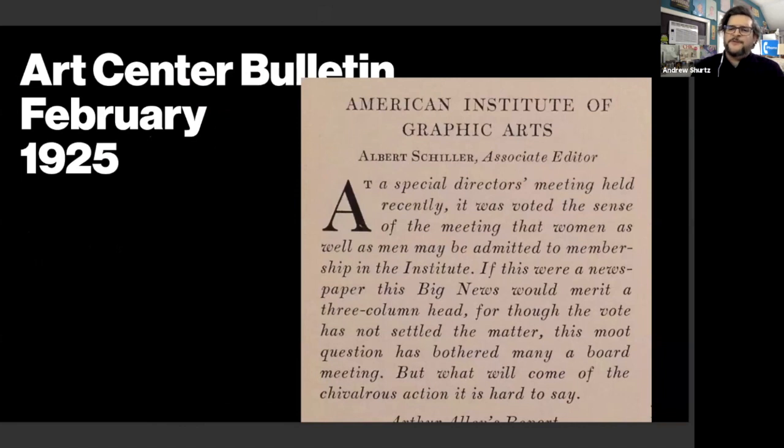"At a special directors meeting held recently, it was noted that the sense of the meeting was that women as well as men may be admitted to membership in the Institute. If this were a newspaper, this big news would merit a 3-column head, for though the vote has not settled the matter, this moot question has bothered many a board meeting. But what will come of the chivalrous action, it is hard to say." This was published, by the way, in the Arts Center Bulletin, which was like their main newsletter that went out all over the United States. So it's a really broad reach.